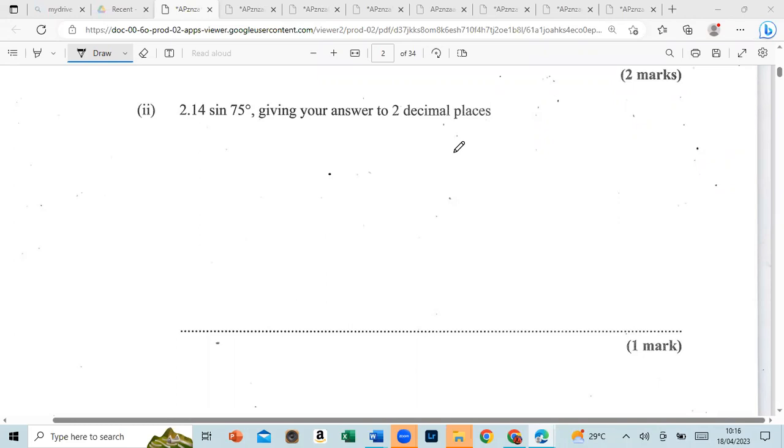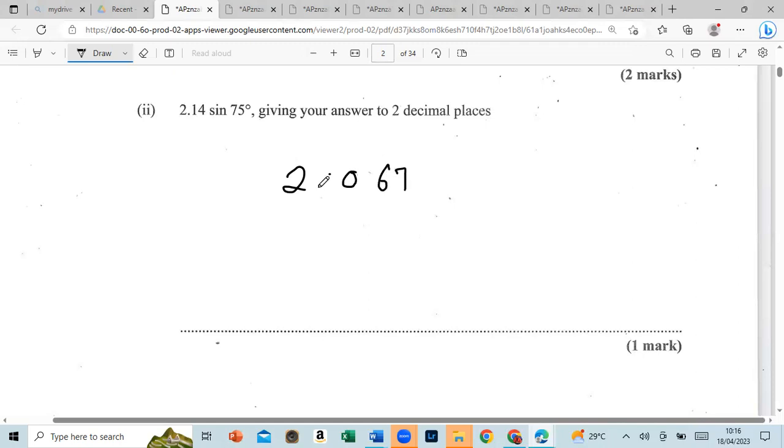So do it for me now. Put 2.14 in your calculator. Everybody do that? Multiply by sin 75. So you press the multiplication and then you press sin and type 75. All right? It should give you 2.067 and some other numbers.